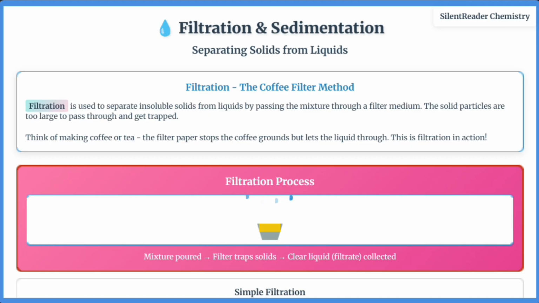Sedimentation and decantation involve letting solids settle then pouring off liquid, used for muddy water or rice cleaning. Applications include water treatment using sand beds, laboratory isolation of precipitates, brewing clarification, swimming pool cleaning, and vacuum cleaner filters. Advanced methods include vacuum filtration using suction, centrifugation spinning at high speeds, and various membrane filtrations for different particle sizes.